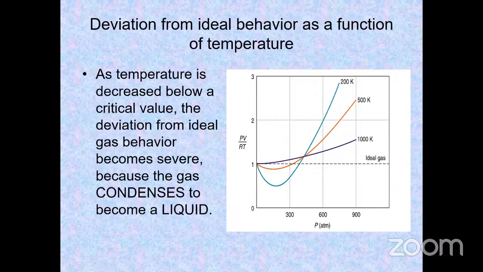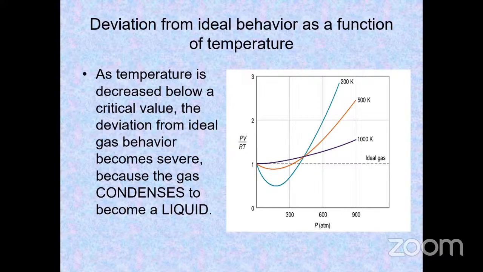The next one we are going to look at is deviation at high temperature. That's the temperature graph. For the ideal gas, at 1, PV over RT equals 1, we still have that straight line. When we now look at a series of graphs plotted at different temperatures, look at the one at 200 Kelvin, the one at 500 Kelvin, and the one at 1000 Kelvin.